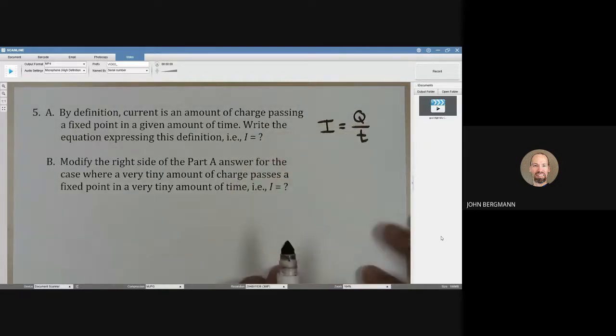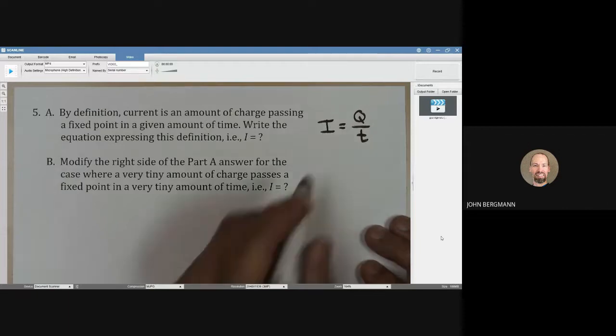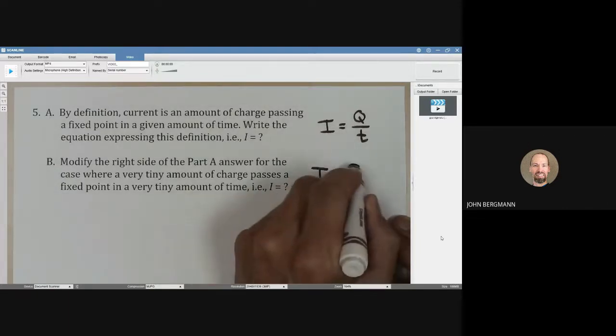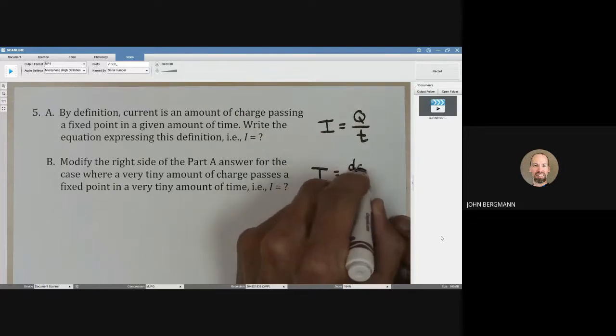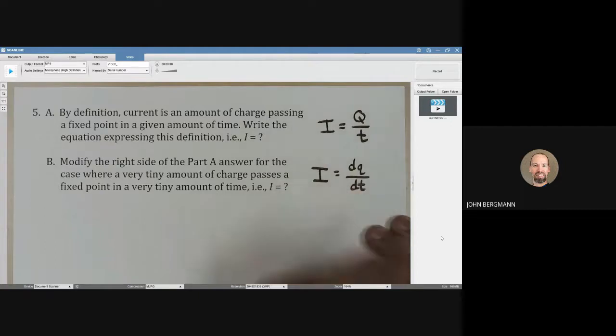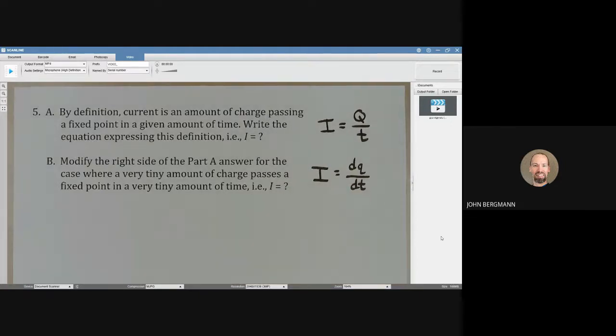Modify the right side of the Part A answer for the case where a very tiny amount of charge passes a fixed point in a very tiny amount of time. The current at any particular instant is the tiny amount of charge that passes a fixed point in whatever tiny amount of time has elapsed.